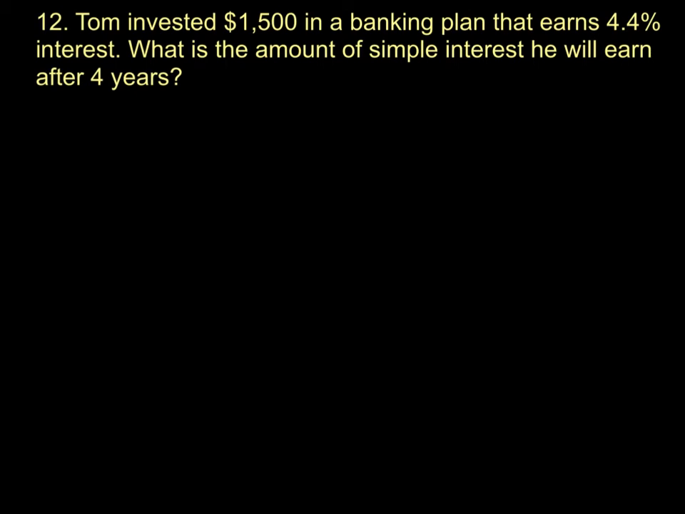Question 12 is simple interest. The formula for simple interest is I equals P R T, where P is the amount we start with, R is the interest rate, and T is the amount of time in years. If Tom invested $1,500 in a banking plan that earns 4.4% interest, what is the amount of simple interest he will earn after 4 years?